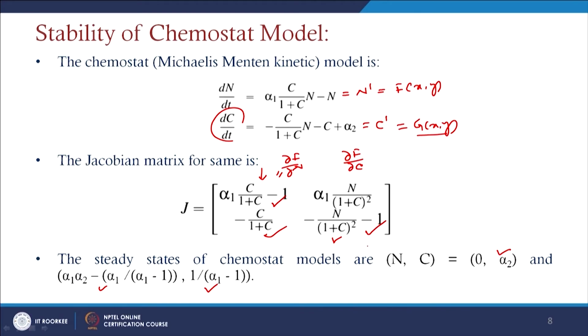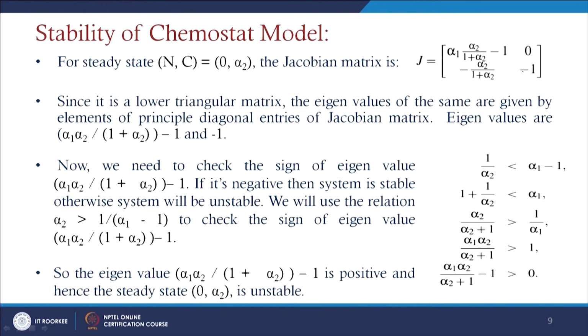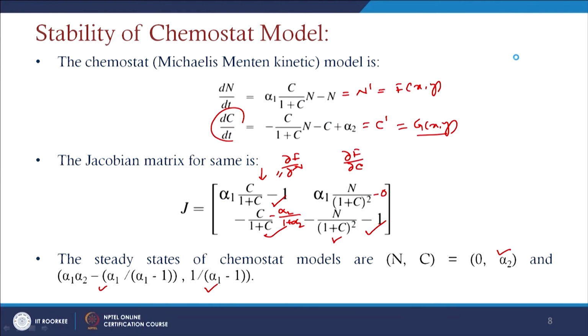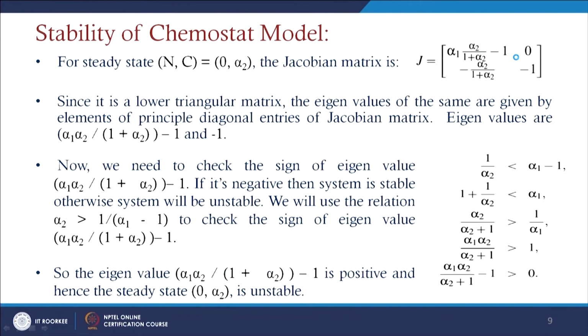So, directly if you put n equals 0 here, we have alpha 1 c by 1 plus c minus 1, which will completely give you 0 value here. And if you put n equals 0 here and alpha 2 for c, this will give you alpha 2 by 1 plus alpha 2, minus, which will be completely 0, and this will be minus 1 here. So, the same thing we have written here, that is alpha 1 alpha 2 by 1 plus alpha 2 minus 1, 0, and minus alpha 2 by 1 plus alpha 2 minus 1.